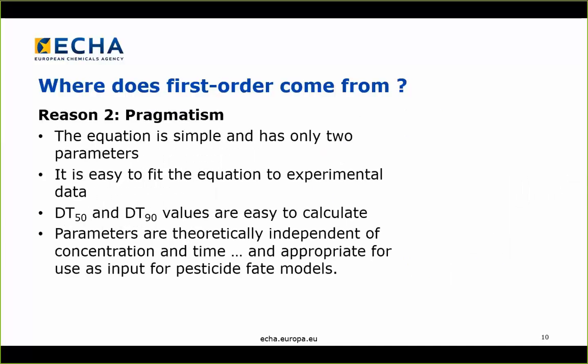The second reason to think about first order reactions is one of pragmatism. The equation is really simple and it has only two parameters. It's easy to fit the equation to experimental data. Key endpoints like DT50s and DT90s, the time it takes for 50% or 90% of your chemical to degrade or dissipate, are easy to calculate with this equation. And the parameters are theoretically independent of concentration and time.